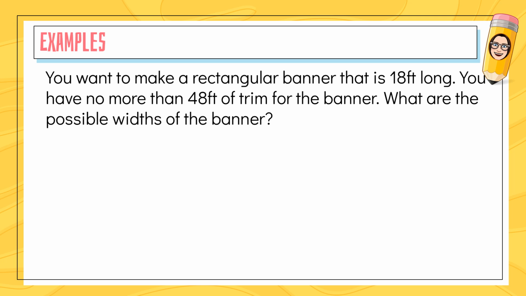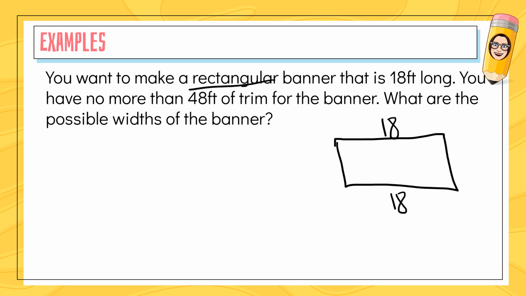Okay, so first, I see we're talking about a rectangle. Draw a picture. It is 18 feet long. Okay, that means it's 18 here and it's 18 here. Feet. Okay. What are the widths? That's the question. I don't know what the width is, right?